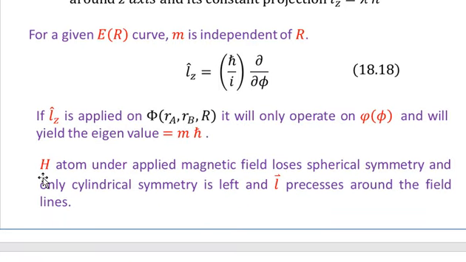You know that when we solved the hydrogen atom, we noticed that the hydrogen atom under an applied magnetic field loses its spherical symmetry, and only the cylindrical symmetry is left, and L precesses about the field lines. This is what we have seen in the lecture on the hydrogen atom: when we apply the magnetic field, we lose the spherical symmetry and have a cylindrical symmetry problem, in which the angular momentum L of the electron will carry out its precessional motion about the magnetic field direction.